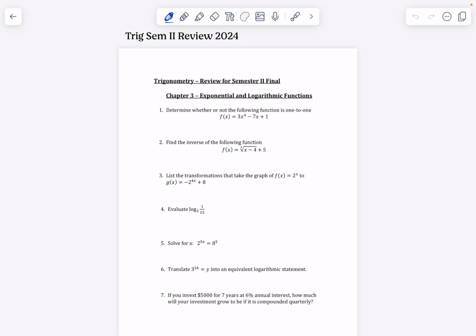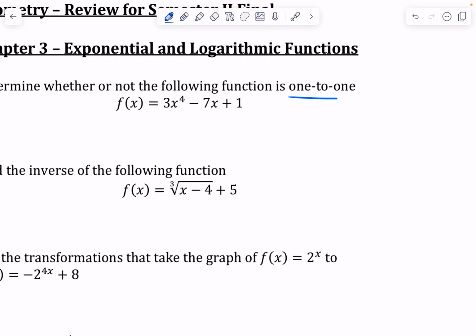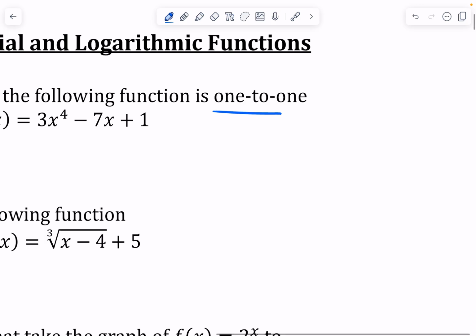I'm gonna work front to back in this packet. So number one, they talk about a one-to-one function. What the heck does it mean to be one-to-one? Okay, so one-to-one function means that it is a function and then its inverse is a function. I'm going to say self equals function and inverse equals function.